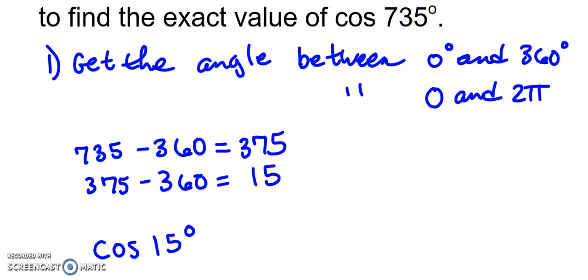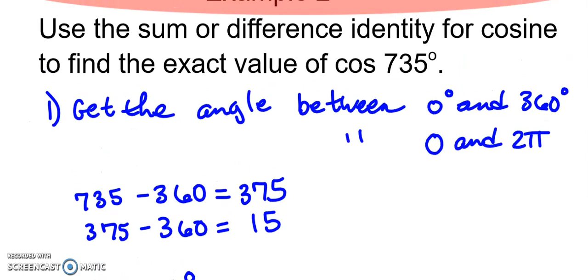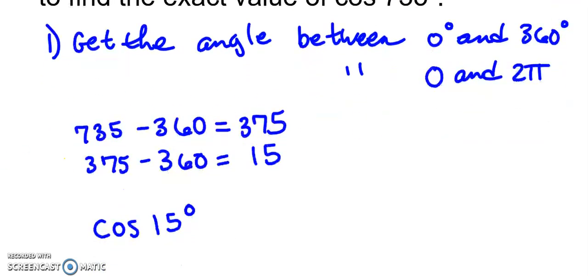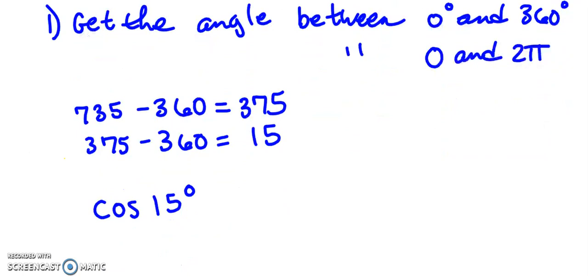Now, with this part, we don't have an angle of 15 degrees that we know the value for off the bat. So what we're going to have to do is figure out, because it says use the sum or difference identity for cosine, that we're going to either have to find two values that add to get 15, or two values that subtract to give us 15, of angles that we know values for.